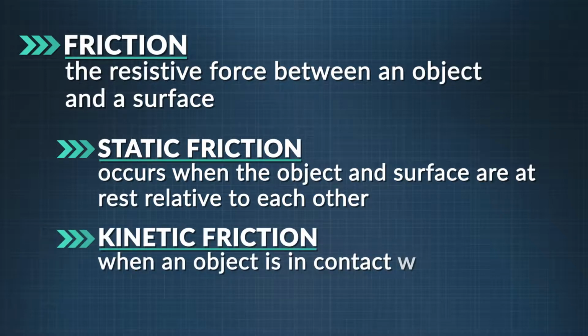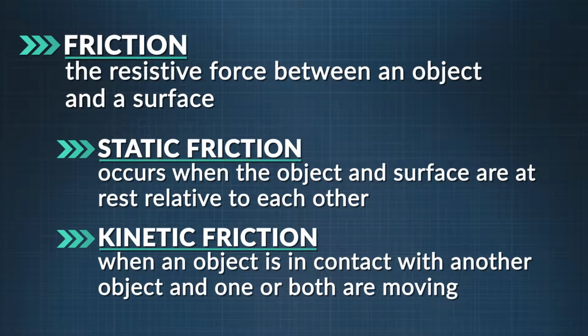Another type of friction happens when an object is in contact with another object and one or both of them are moving. That's kinetic friction. Let's start with static friction. What do you think causes it?